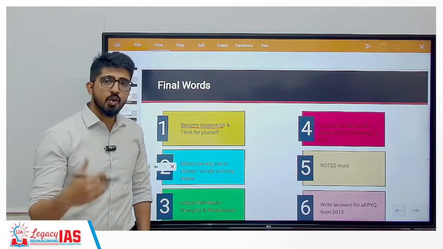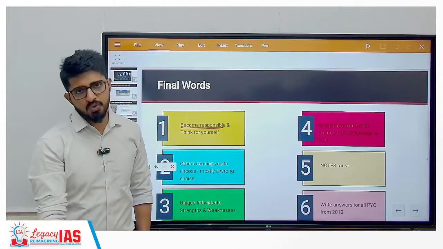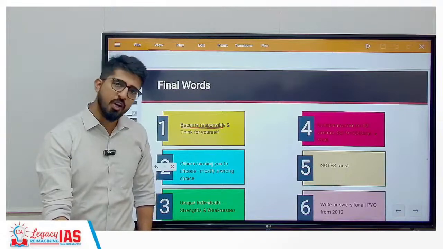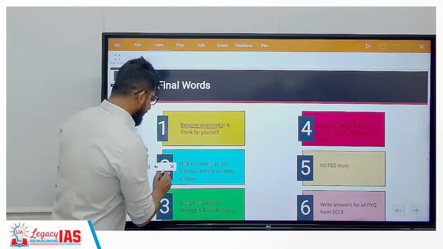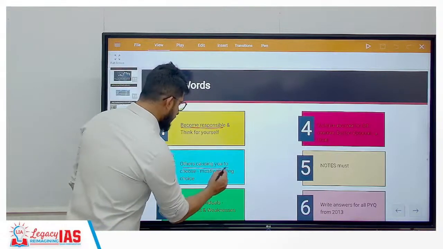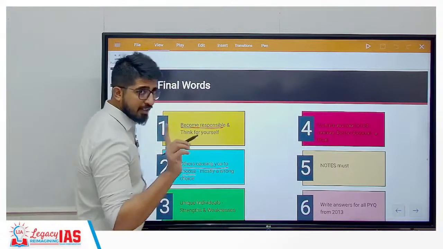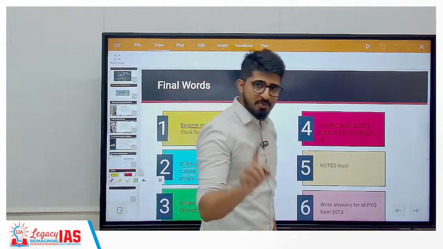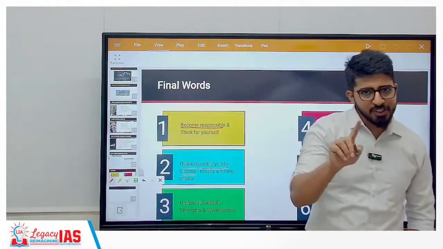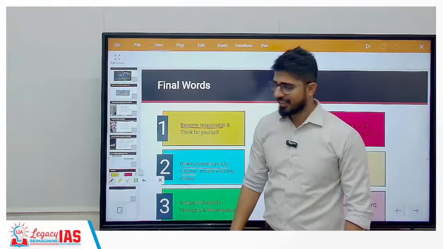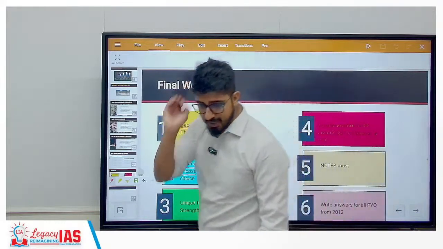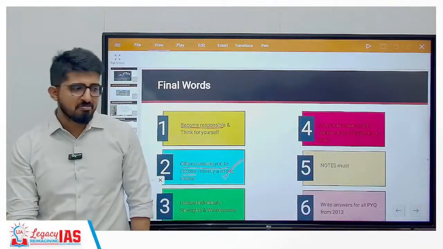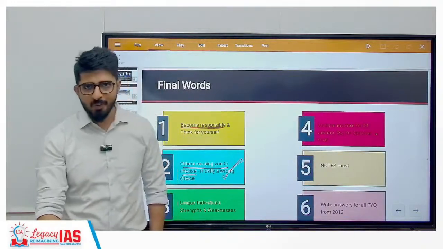I have given you the path to choose an optional. You choose according to it. If somebody has caused you to choose an optional, mostly you have chosen a wrong optional itself. If somebody pushes you to choose a particular optional, then highly likely you have chosen a wrong optional.